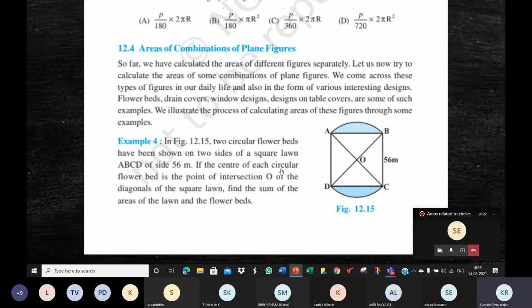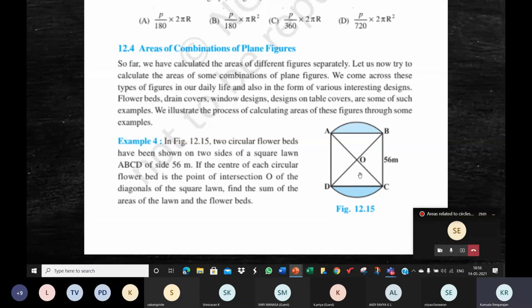If the center of each circular flower bed. So when it's given that this portion which looks blue, this portion and this portion, are circular flower beds, that means they're a part of a circle. So immediately the next question, what is the center of that circle? We don't see the circle, but which is the center? That's what is given here. If the center of each circular flower bed is the point of intersection O of the diagonals of the square lawn.